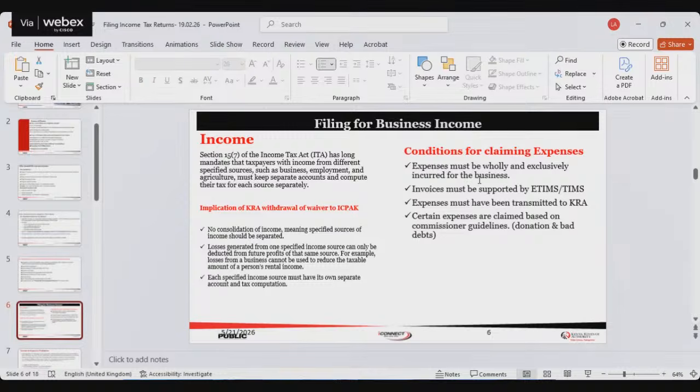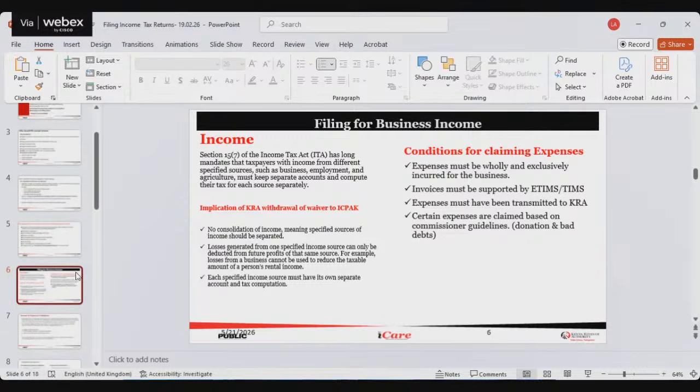And why do we do that? We do that so that the person supplying you will be able to capture the sale. And once they capture the sale, you will receive an invoice supported by e-TIMS or TIMS. The feature of that invoice is that it will have two PINs: your CBO's PIN as the buyer, and the supplier's PIN as the seller. Then you'll be able to claim those expenses.